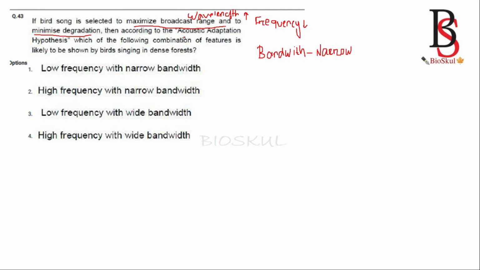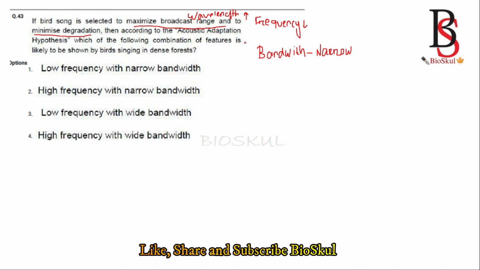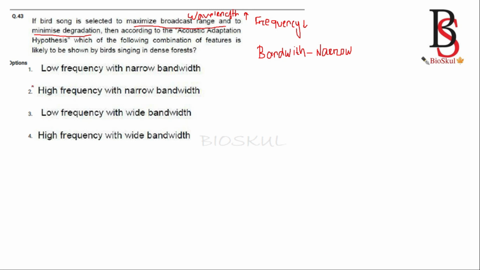Then according to the acoustic adaptation hypothesis, which of the following combinations of features is likely to be shown by birds singing in a dense forest? It will be low frequency, so it may be option 1 or option 3. Options 2 and 4 are wrong. Option 1 is low frequency with narrow bandwidth. Low frequency with wide bandwidth leads to degradation of the sound, so that option is also wrong. So the correct answer is option 1.